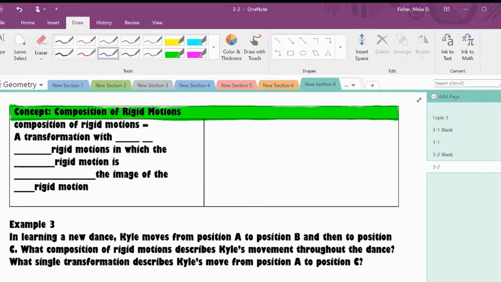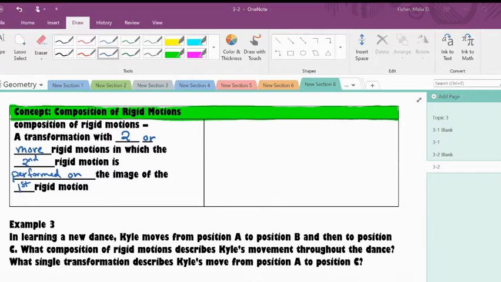Geometry, Section 3-2. Before we get started on example 3, let's talk about the concept composition of rigid motions. A composition of rigid motions is a transformation with two or more rigid motions in which the second rigid motion is performed on the image of the first rigid motion.